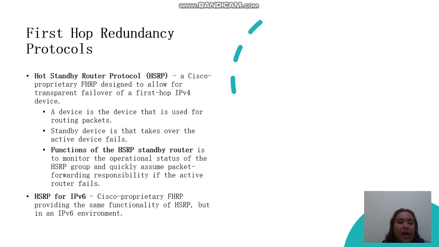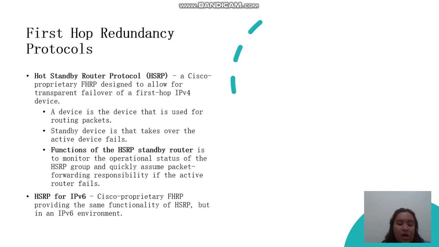So Hot Standby Router Protocol, or HSRP, is a Cisco proprietary FHRP designed to allow for transparent failover of a first hop IPv4 device. The function of the HSRP standby router is to monitor the operational status of the HSRP group and quickly assume packet forwarding responsibility if the active router fails.